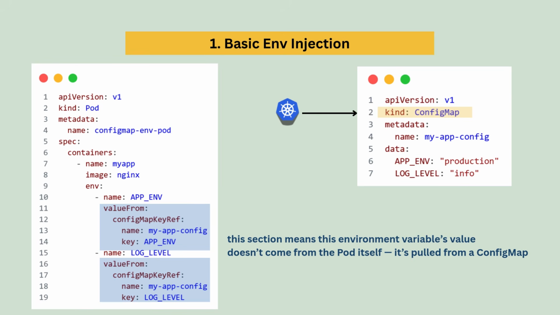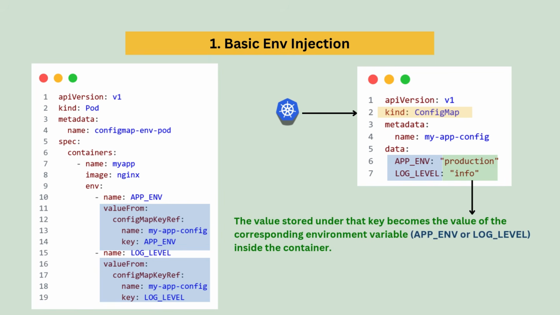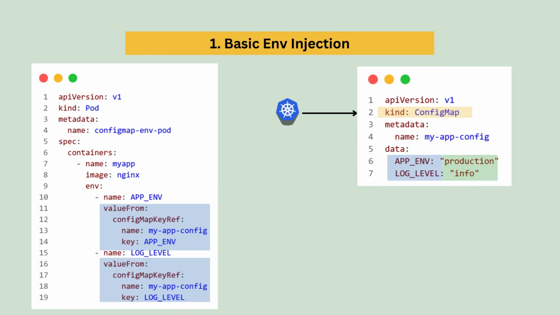Let's take this config map YAML for example. Inside that config map, it looks for a key called app environment, or log level for the second one. The value stored under the key becomes the value of the corresponding environment variables, app environment or log level, inside the container. That means this pod depends on another YAML file, the config map YAML.